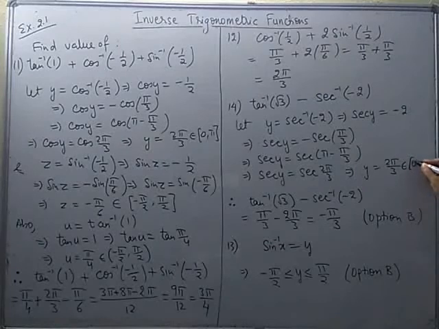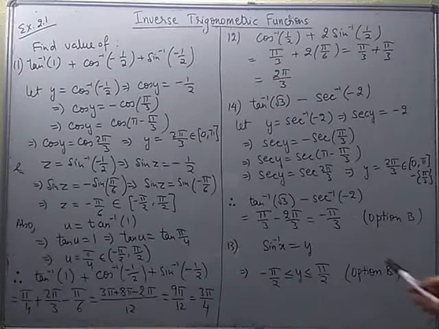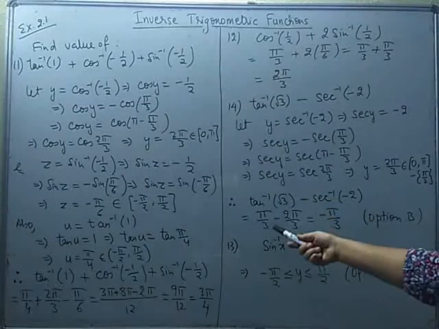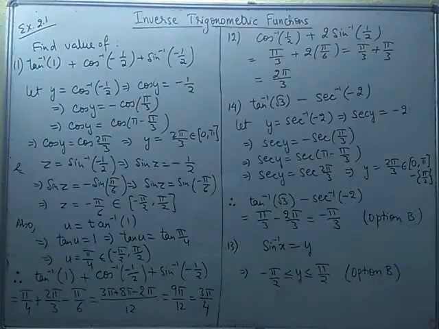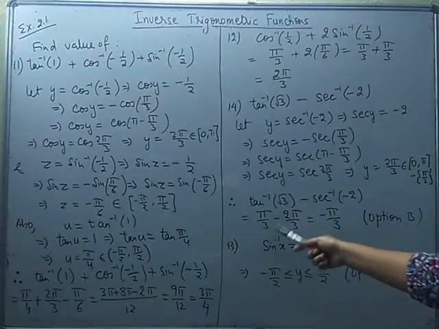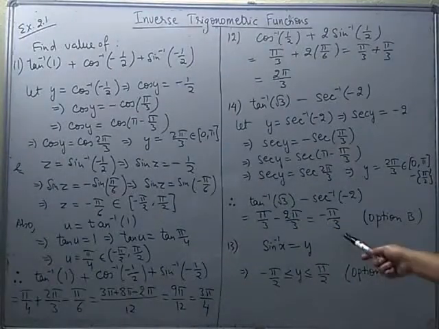And see, it belongs to the closed interval 0 to pi excluding pi by 2. This is the principal value branch for sec inverse x. So we know the principal values of both the functions. Substitute them. Tan inverse root 3 is pi by 3. Then minus sec inverse minus 2 is 2 pi by 3. So pi by 3 minus 2 pi by 3 is minus pi by 3, which is option B.